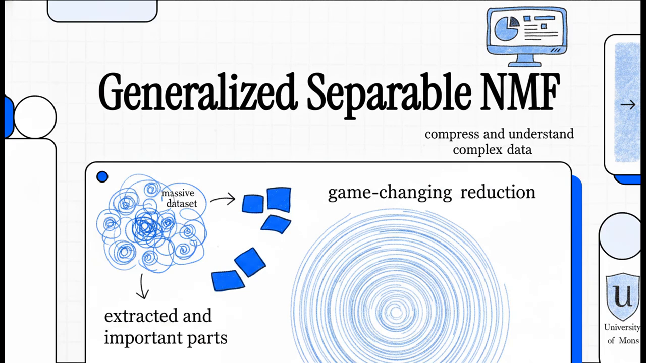You know, humanity pumps out over 2.5 quintillion bytes of data every single day. The volume is just unfathomable. So how on earth do we make sense of it all? Well, welcome to this explainer.